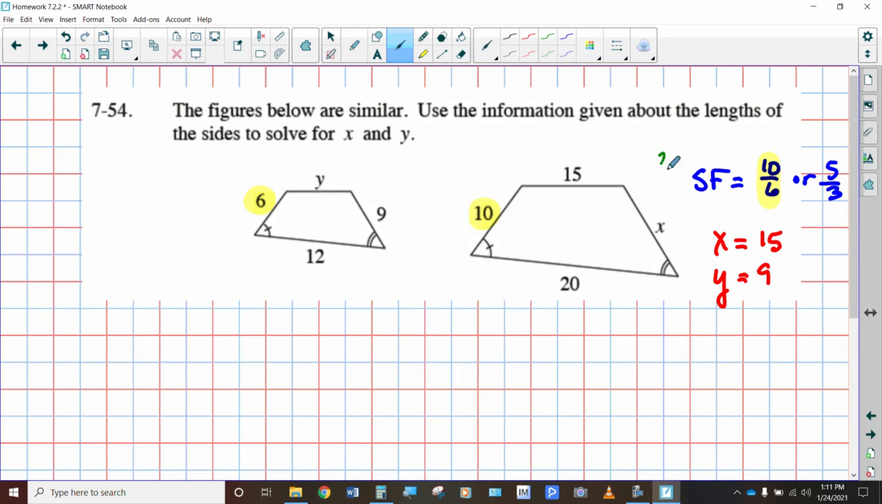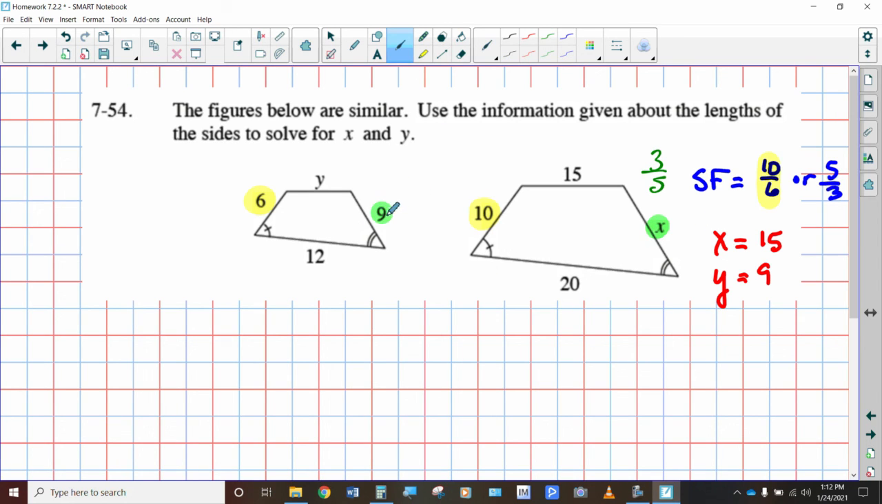Wait, hold on. Which is 5 over 3. Oh, okay. 10 over 6, which is 5 over 3, or use 3 over 5, just depending on which direction we're going. Okay, so let's start with x corresponds to the 9, and x is greater than 9.